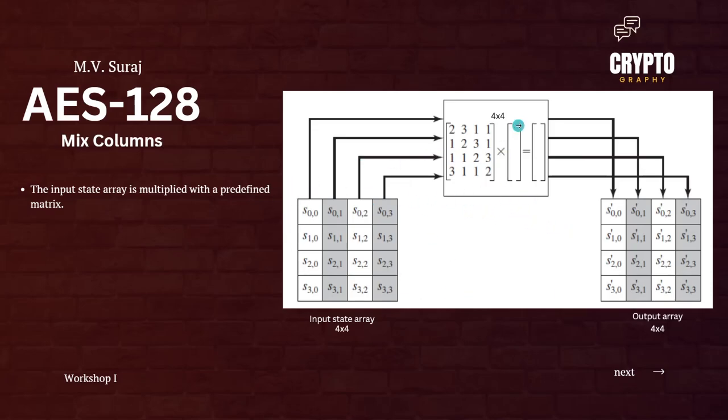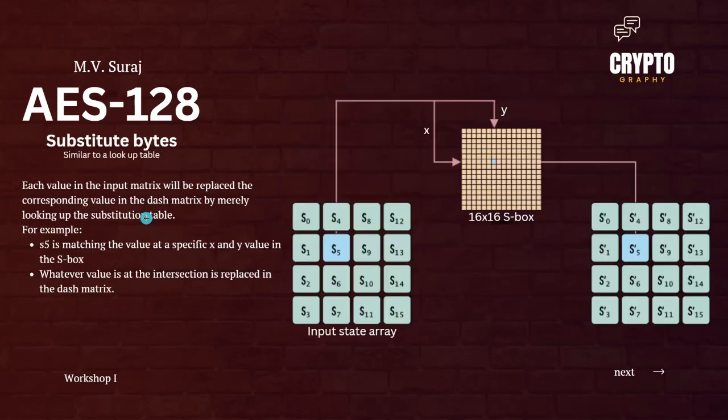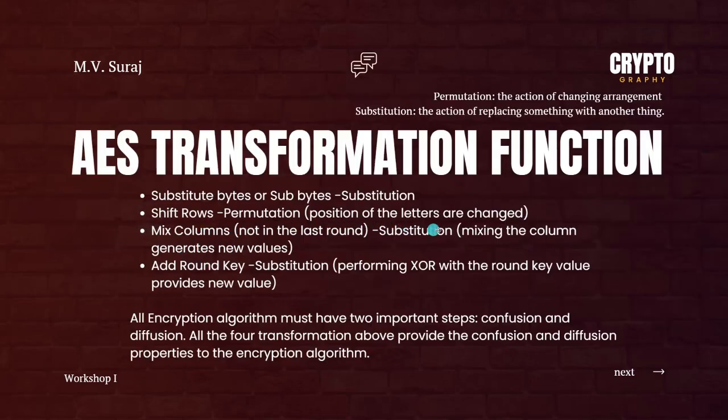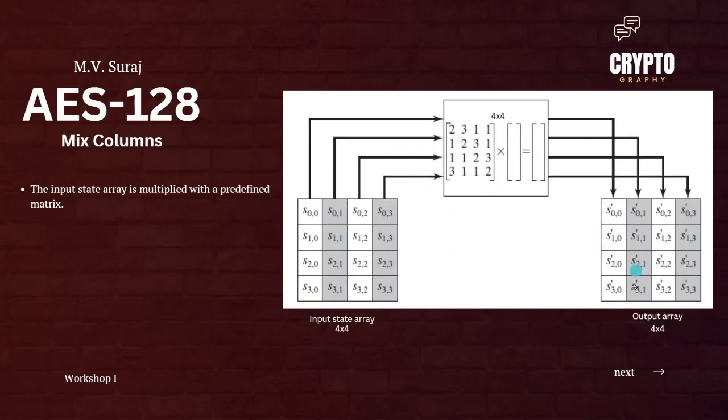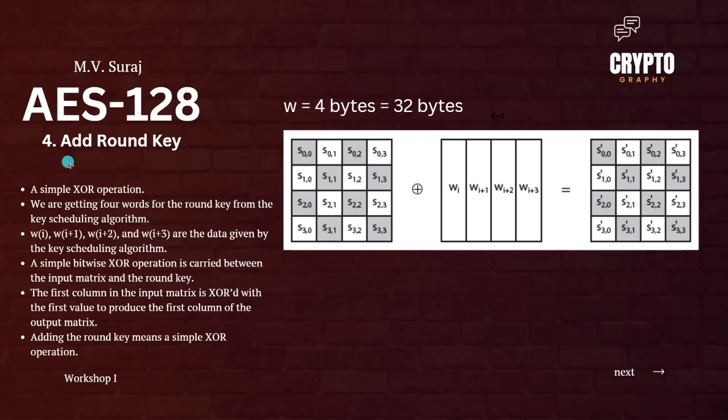Yeah, that's basically it. Now let me just go back. As you can see, new values are being produced and the previous value is being substituted. That's why mixed columns is in the substitution category. So we could see why it's in the substitution category. And now we have the add round keys.